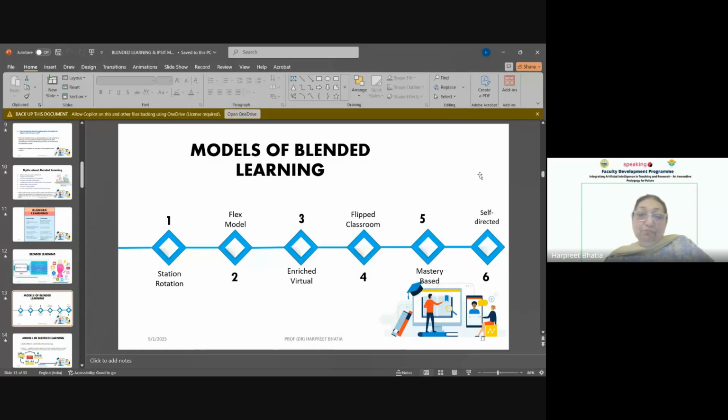Okay, these are the different models. So we have the station rotation model, the flex model, the enriched virtual model of blended learning. We have the flipped classrooms. Flipped classroom is the most commonly used method. I'll just give an overview because I saw in the program that there is going to be another special session for flipped classrooms. Then there is mastery-based blended learning, which, as we can see, is for the senior classes, PG and above. And then we have the self-directed learning process.